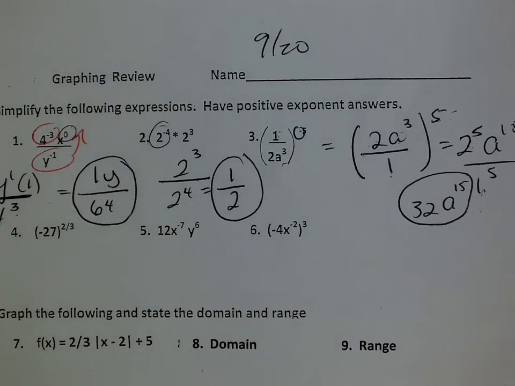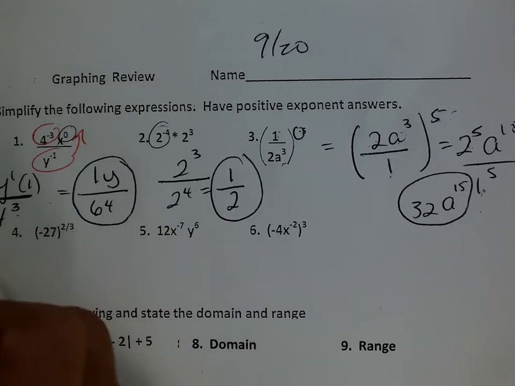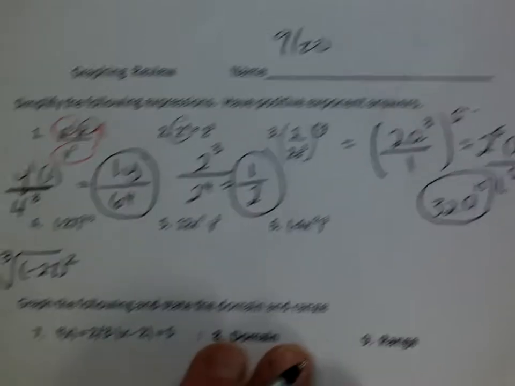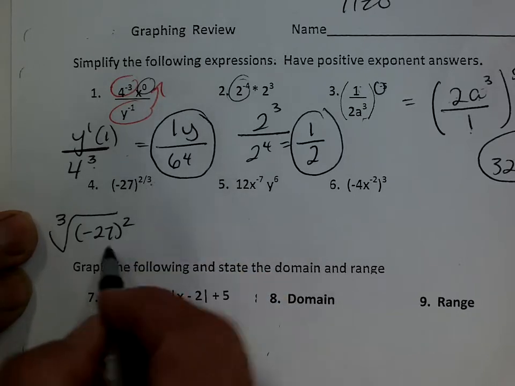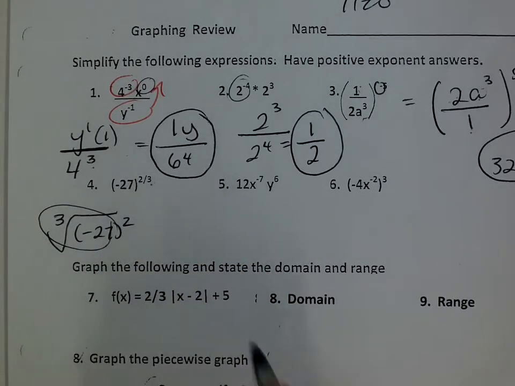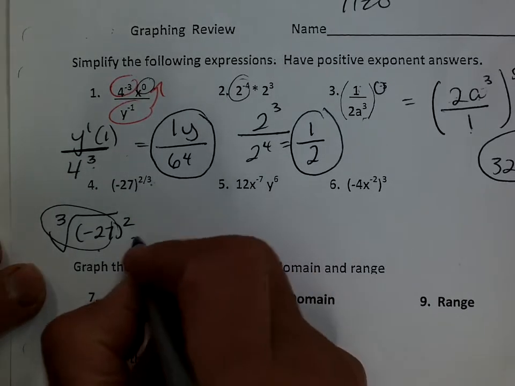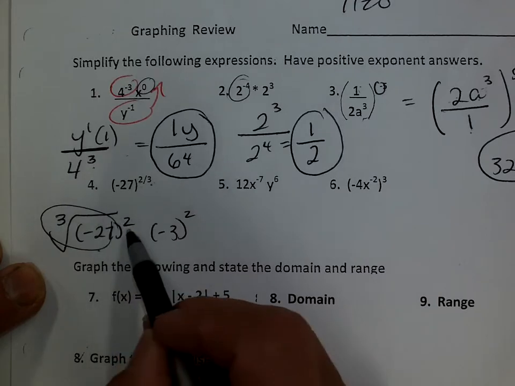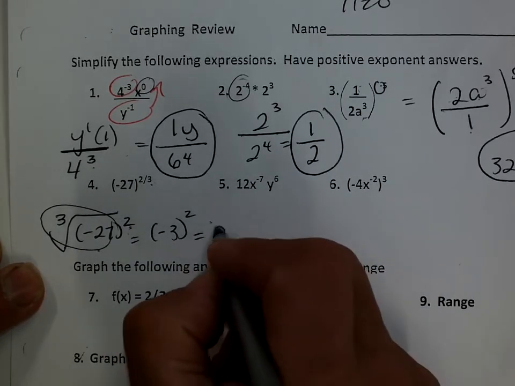Okay, number 4. I'm going to go cube root, bottom number is the root, of negative 27 squared. Root power. Okay, negative 27, let's see, negative 3 times negative 3 times negative 3. Ah, that works. How about then negative 3 squared? Because I got to still do the power. Negative 3 times negative 3 is a positive 9.